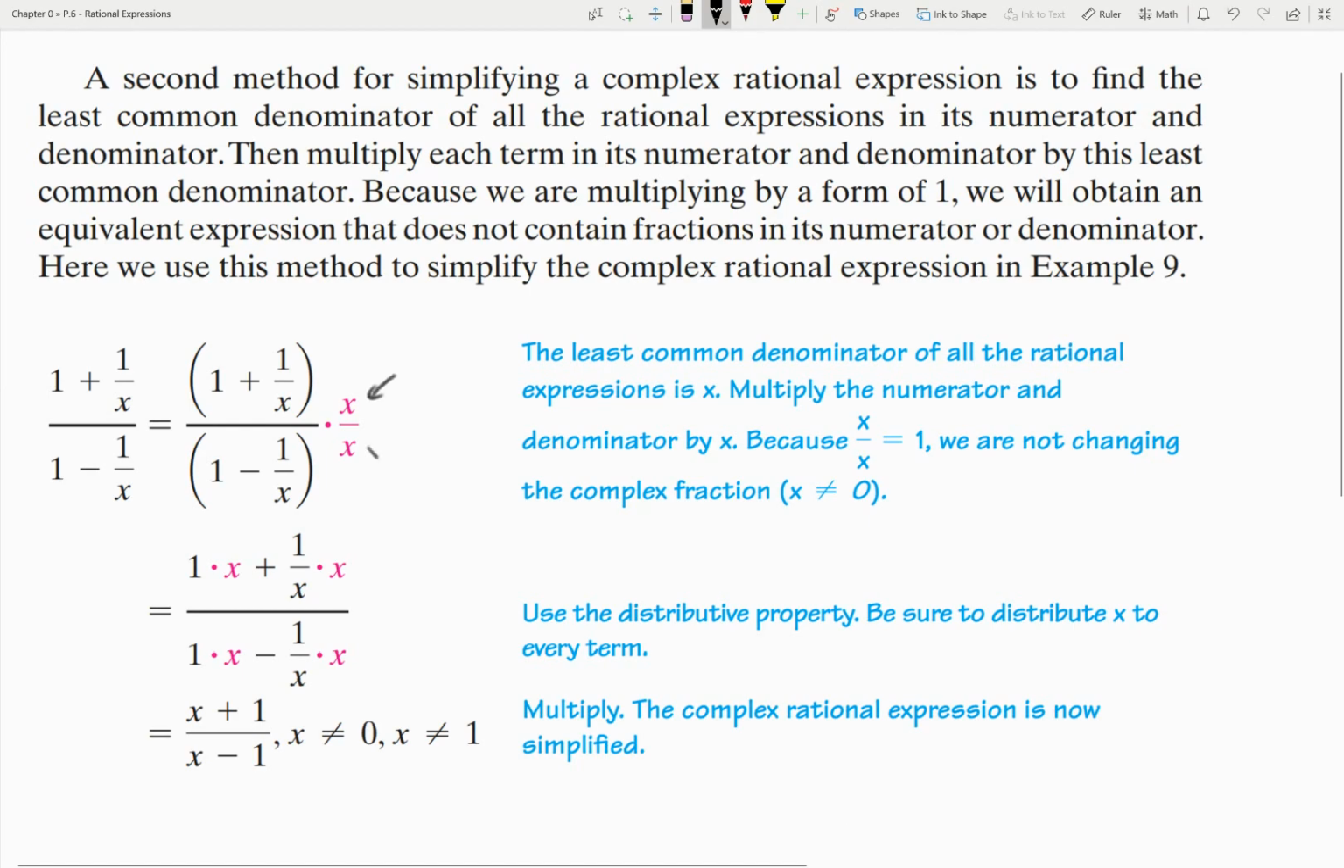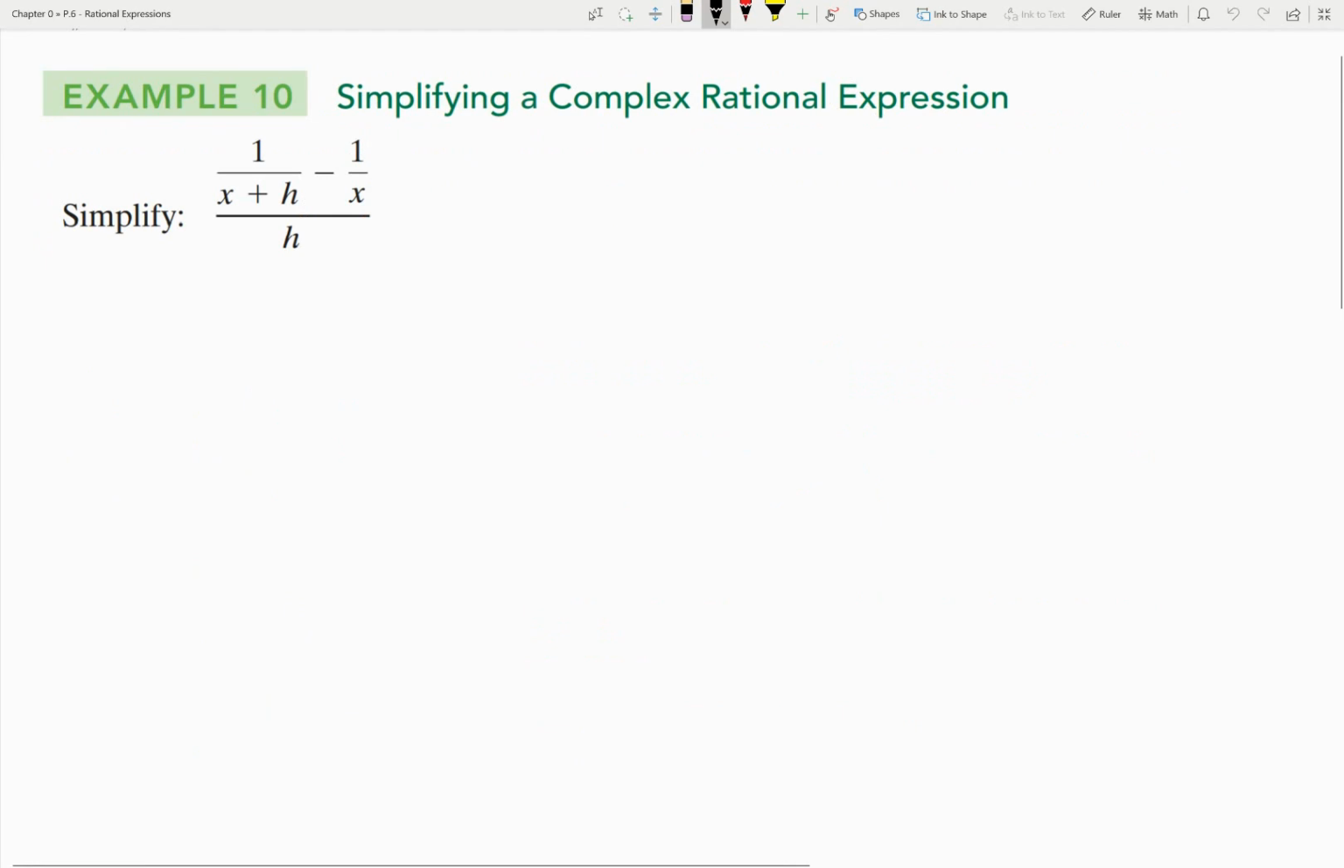So if we multiply the top and the bottom by x over x, look what happens. We just get x plus 1 over x minus 1. And now we're done. Okay? So a little simpler than trying to combine the two fractions and then multiplying by a reciprocal. If you multiply every term in the expression by the least common denominator, it clears the fractions and gets you right to the end.